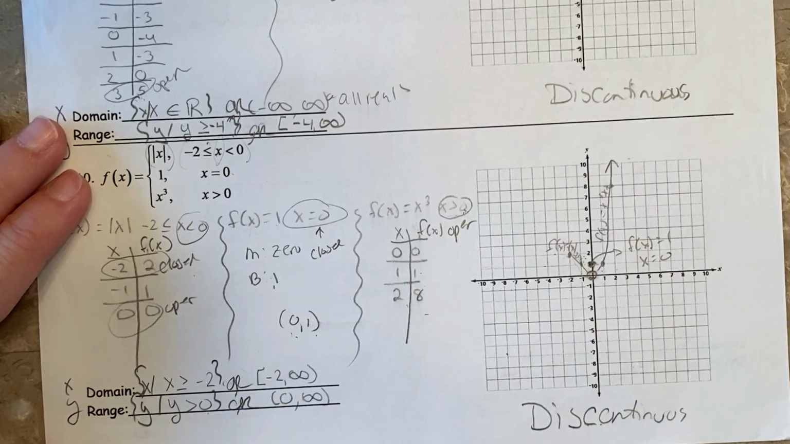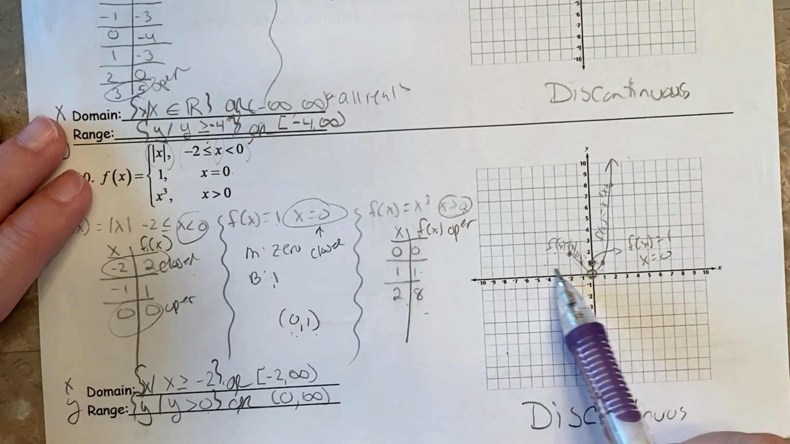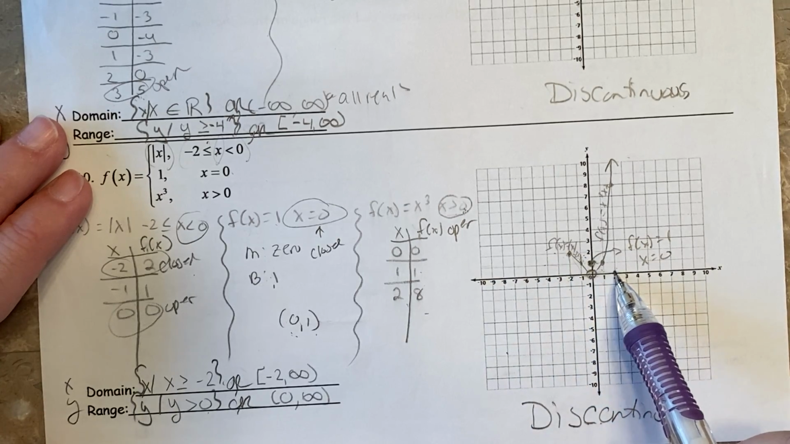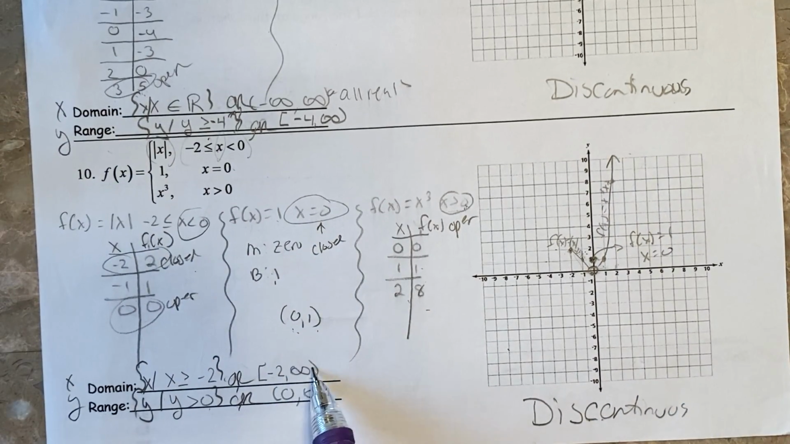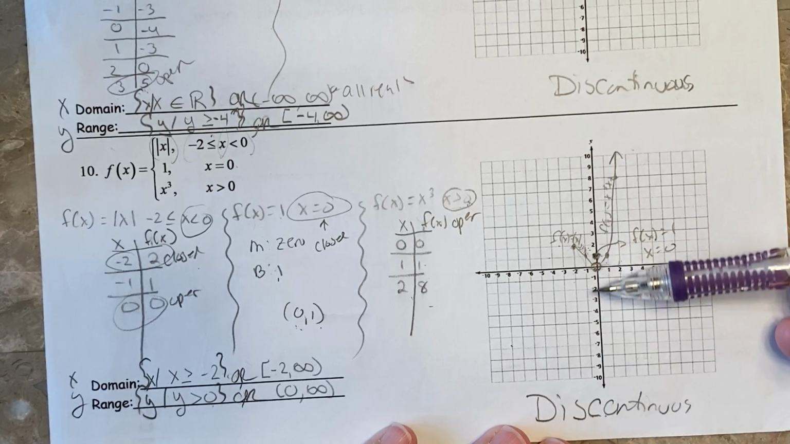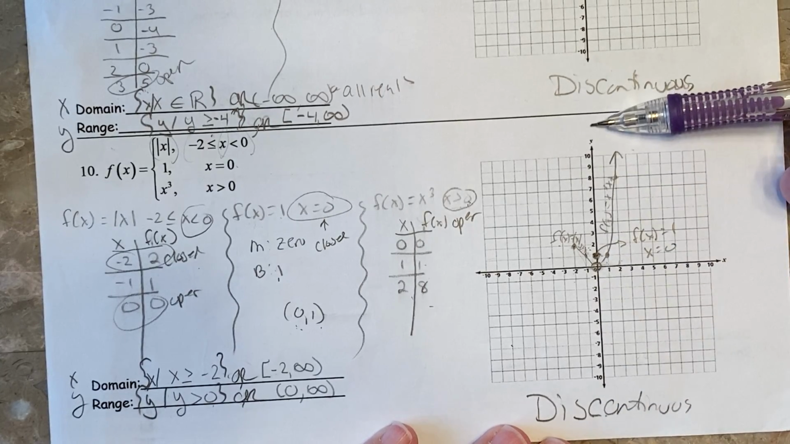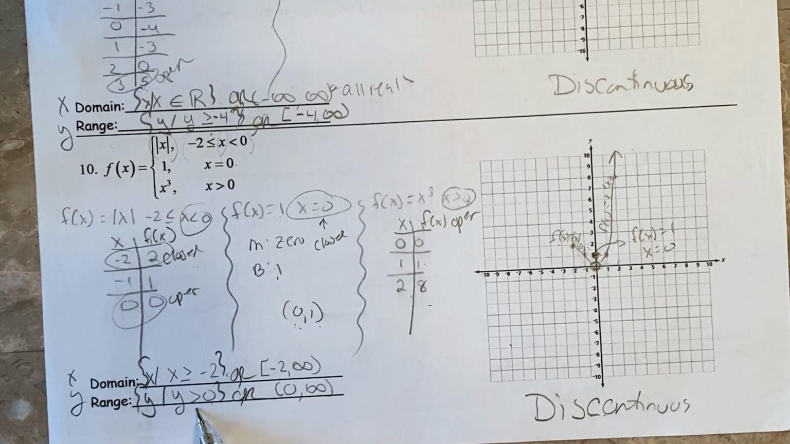So domain and range. For the domain, there's no arrow on this side, so it's not going to go any further to the left here. So it's from -2, and as it goes up, it goes out. So -2 to infinity, so greater than or equal to -2. And there's no arrows pointing down, so the lowest is 0, so 0 to infinity. Notice parentheses on both, and this is just a greater than.